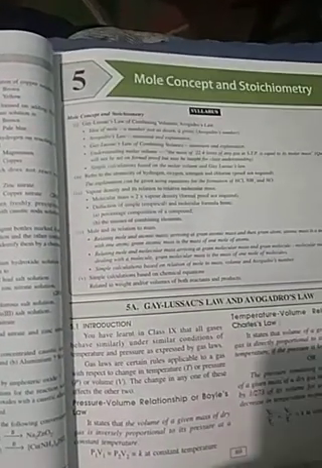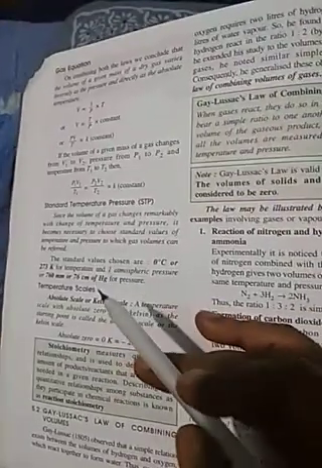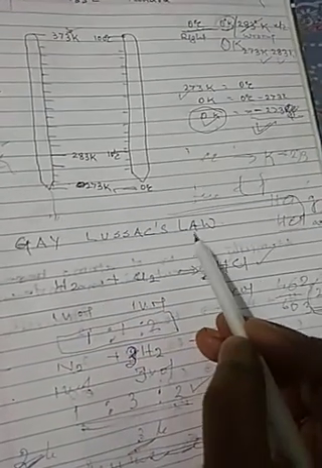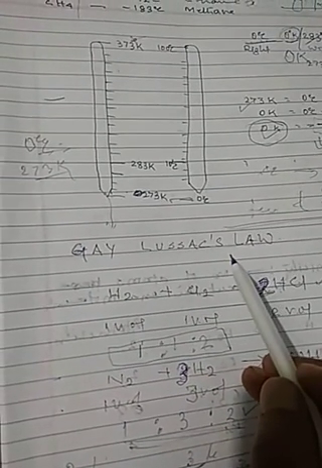In our previous classes, we had studied in this chapter, mole concept, two or three laws: Boyle's law, Charles' law, and the gas equation. Then we had studied about absolute temperature, Gay-Lussac's law, and Avogadro's law. Today we will see how Gay-Lussac's law is explained by Avogadro's law.